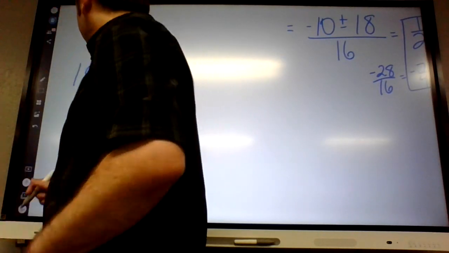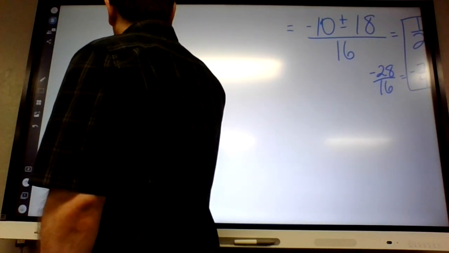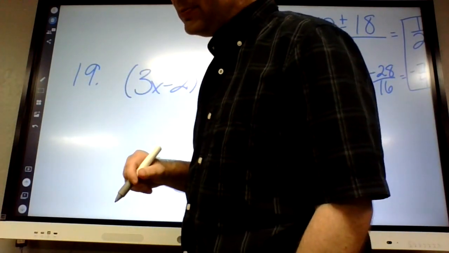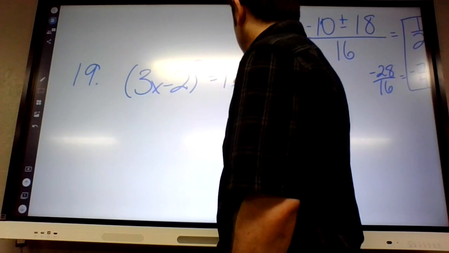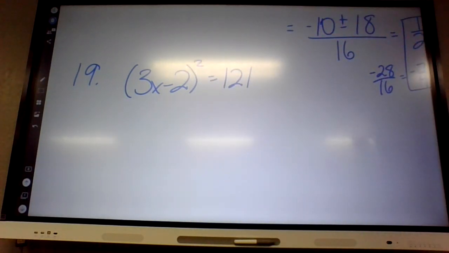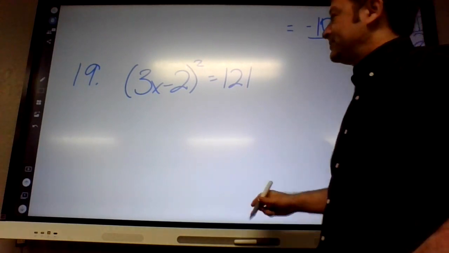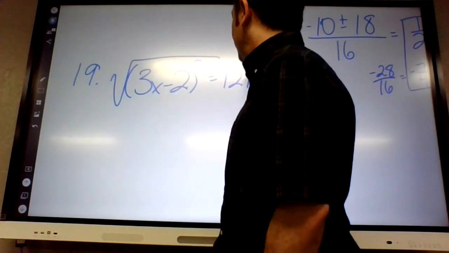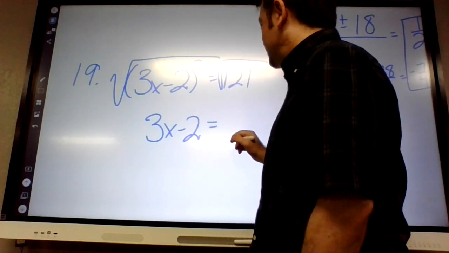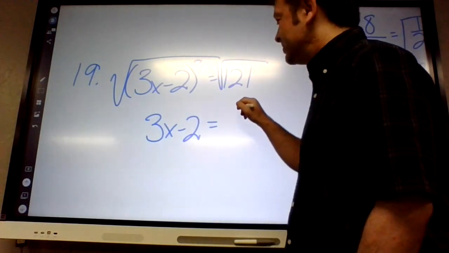Okay, 19. So this is, I said, the only one that you probably want to complete the square on, because it's set up with a square, like a parentheses squared. So you guys remember how we did this yesterday? Square root both sides. So the left side becomes this, the right side becomes 11.